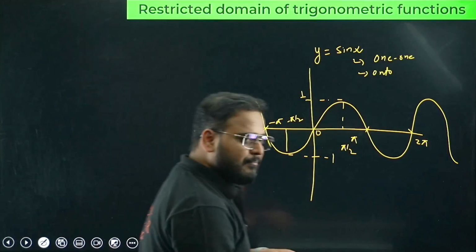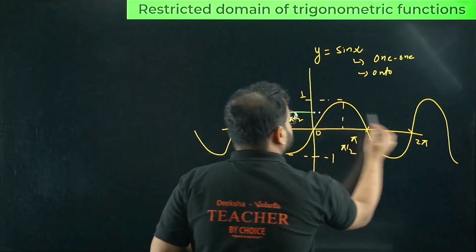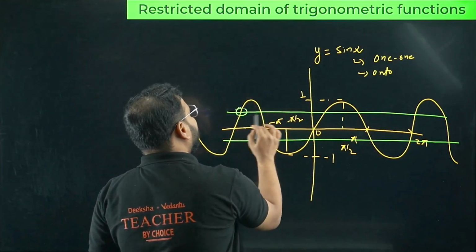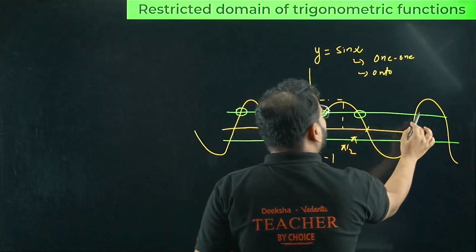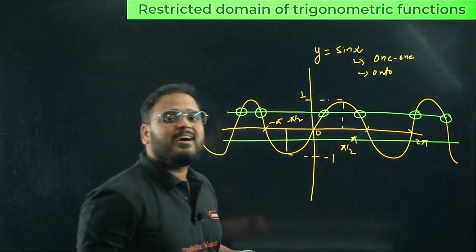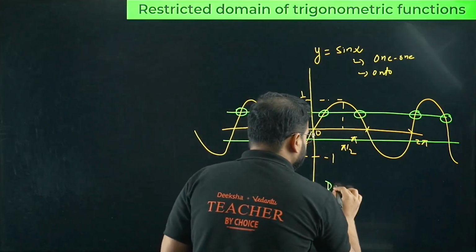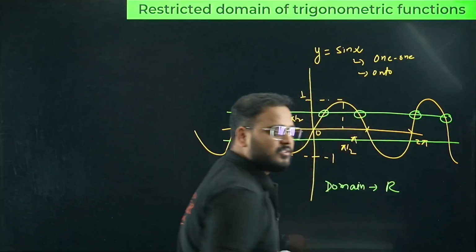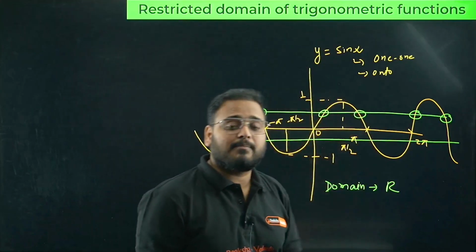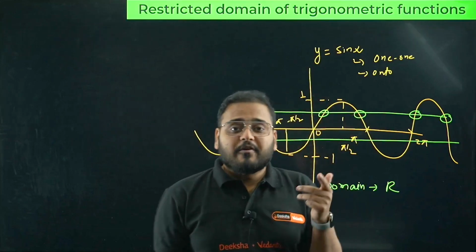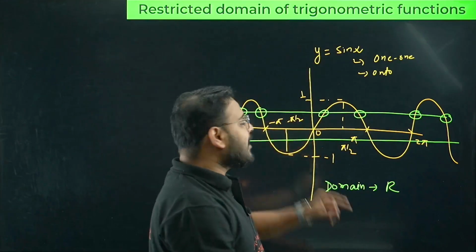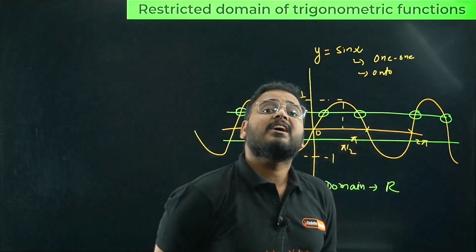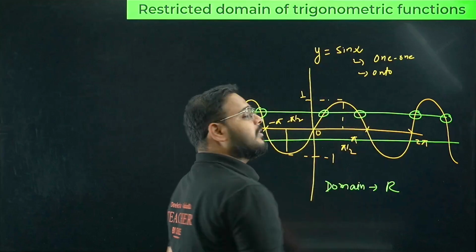How come it's not 1-1? If I draw a line parallel to the x-axis, at any place I get an infinite number of intersections. Why infinite? Because the domain for this function is all real numbers. But we have learned that for one function, there should be a unique intersection for one value. Here we get an infinite number of intersections, hence not 1-1.